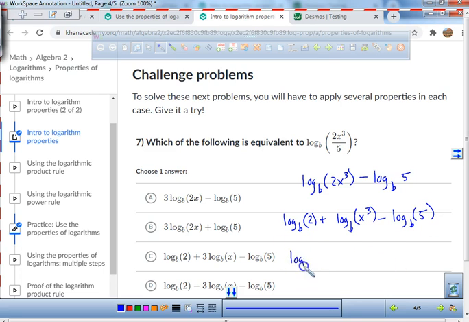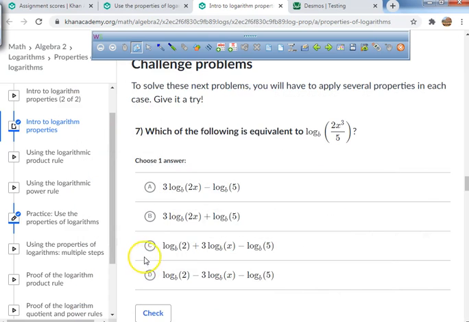Here's the final answer. Log base b of 2 plus, now I'm going to use the power property, move that down in front, which is 3 log base b of x minus log base b of 5. All right, here we go. Let's see if we find it. I like that. I think it's going to be this one right there. I like that as the best answer.